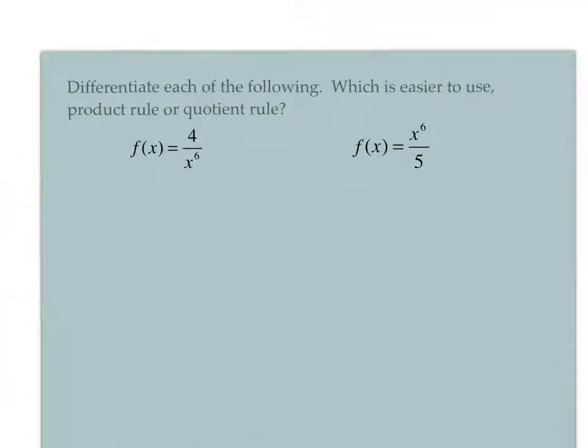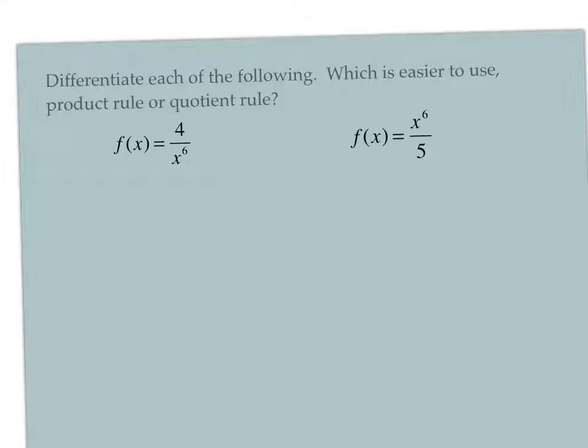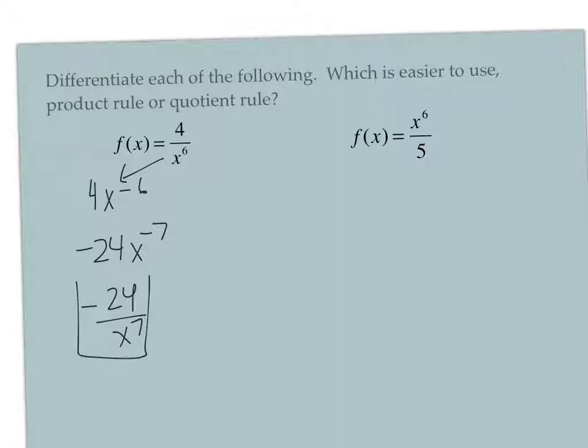But differentiate each of the following. So there's a choice that you have when you see something like this to use either the quotient law or the product law. So what you can do is you can change this to 4x to the negative 6 and do the product law, right? So you drop the negative 6, you get negative 24x to the negative 7, and you get negative 24 over x to the power of 7. That's how you would use the product law, or you can use the quotient law.